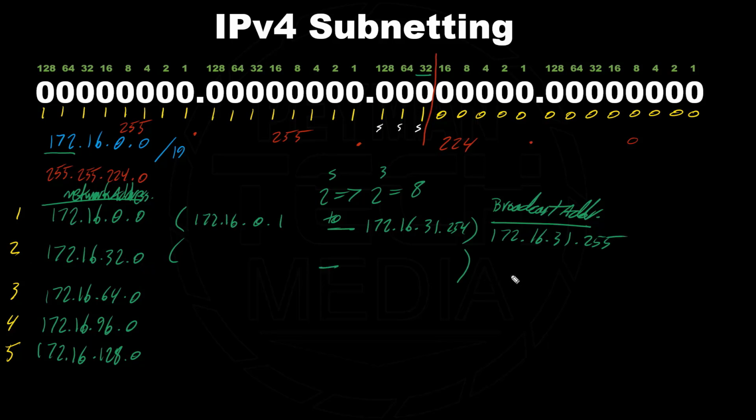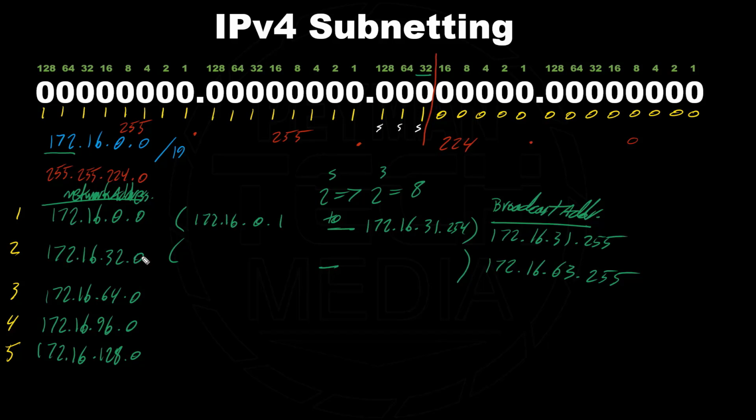Now if we want to find out the range for the second subnet, so this is the second subnet, it's always better to find the broadcast address first. And how can we find the broadcast address? Broadcast address is one less than the next subnet. So for the second subnet, the next subnet would be this address. So one IP address less than this address would be 172.16.63.255.